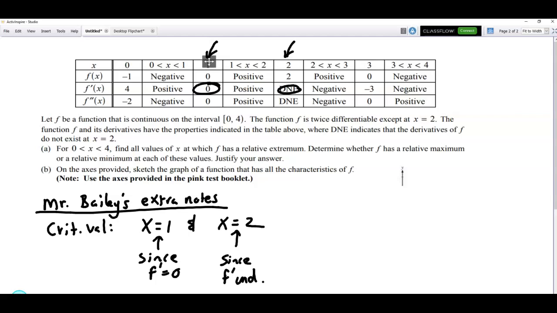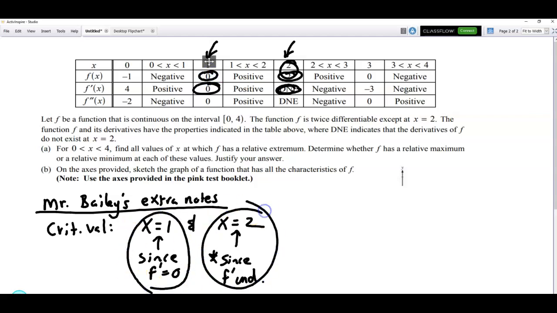Now technically, just so you guys know, the point has to exist also. So for instance, even though f prime is undefined, the point exists. The point is (2, 2). Now if there was no y value here, that would mean the point doesn't exist, and that is not a critical value. But since both of these have y values, they're both candidates for critical values, and this one is a critical value because f prime is 0. This is a critical value because f prime is undefined.